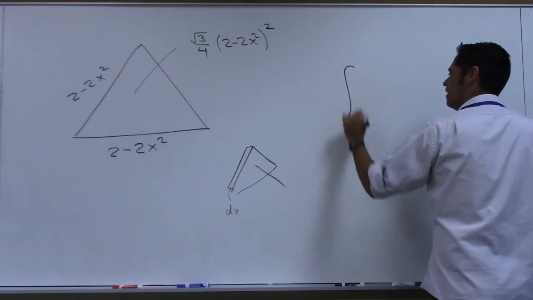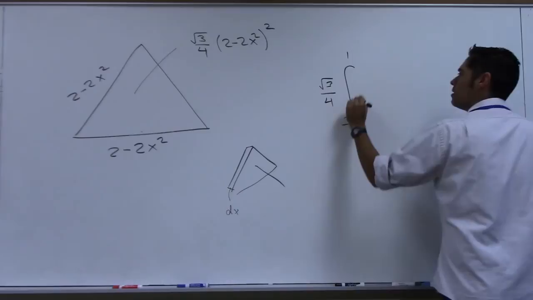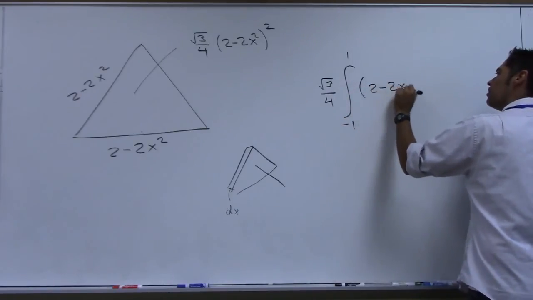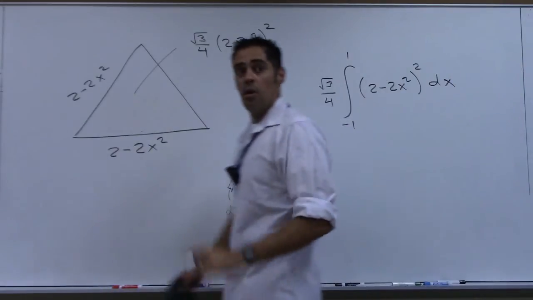Y'all okay? Feels like Monday. I'm going to pull root 3 over 4 out because it's a constant. The integral of 2 minus 2x squared, squared, dx. That would be the volume of that shape.